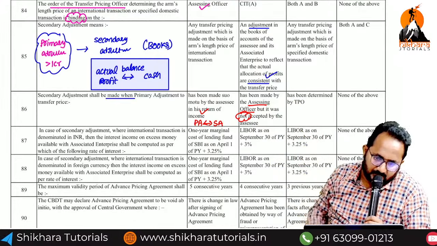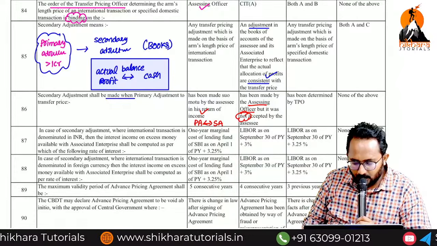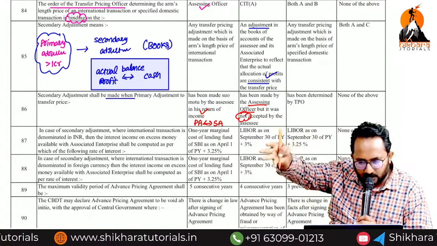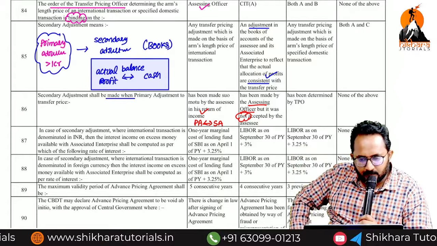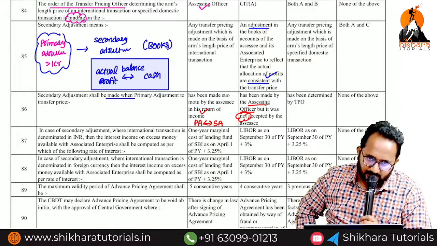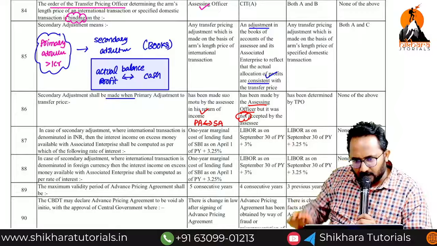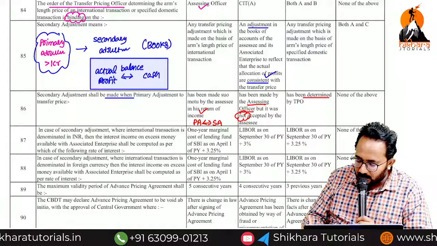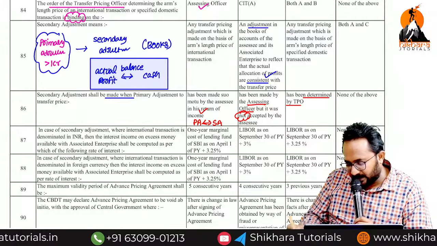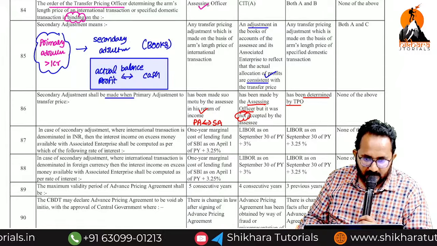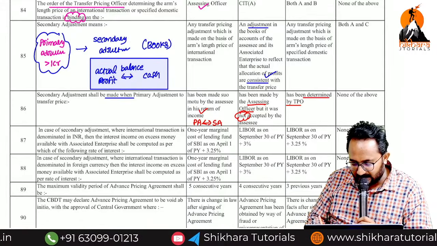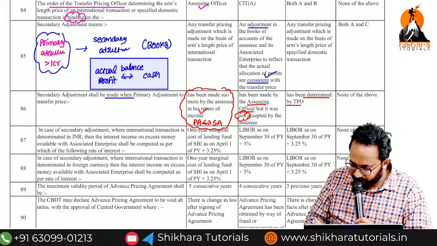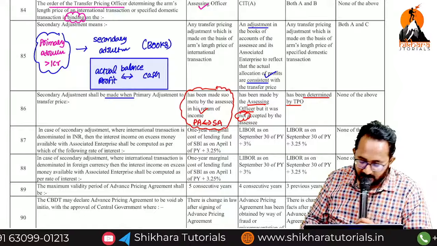How can we do secondary adjustment? Remember, in this case, the AO increased the total income by applying the ALP. But did the assessee accept that adjustment or not? Not accepted. So that's why we can go for an appeal, etc. That's why your primary adjustment is not done and secondary adjustment is also not done. And if anything is determined by the TPO also, we can't do any secondary adjustment. Secondary adjustment can be done in these cases only, if it is primarily made by the assessee.